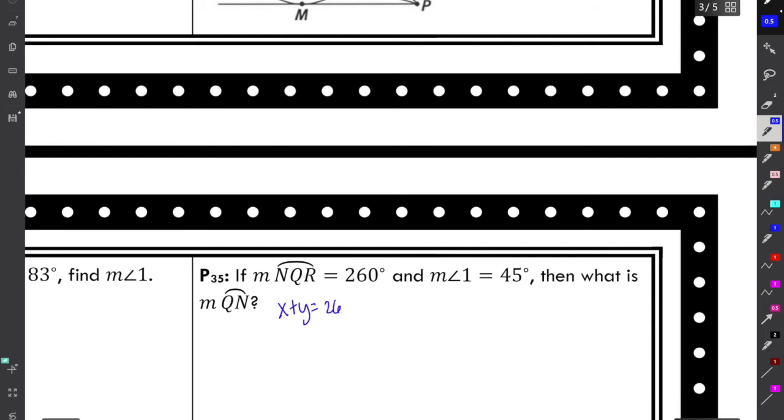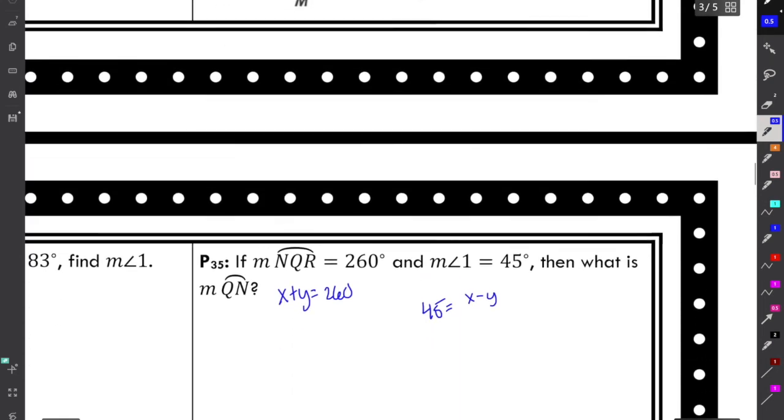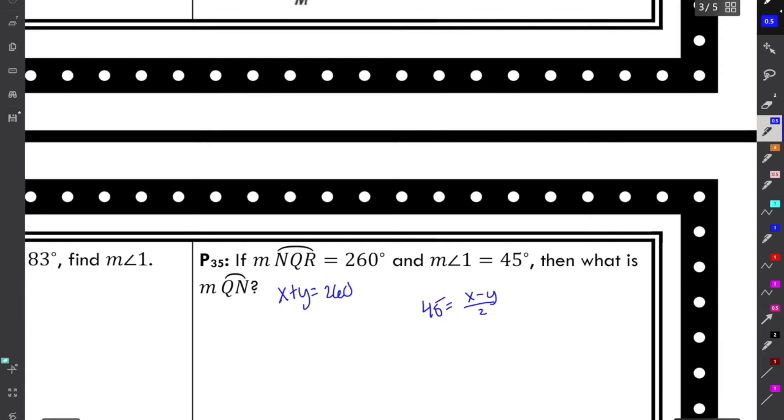is equal to 260. Okay, I also know I can set up, using our things about a tangent and a secant, that 45 is equal to X minus Y. X is my bigger one, right? Yes. Okay, and that's divided by 2. So one half of the difference of the two intercepted arcs. So multiply both sides by 2, and I'll get that X minus Y is equal to 90. So I have a system of two equations, two unknowns.